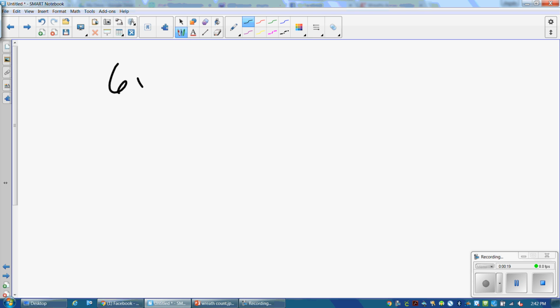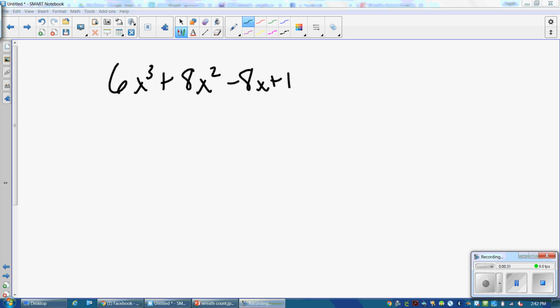Right up here, it's 6x cubed plus 8x squared minus 8x plus 1. Let me pause this for a second and get this to where I can write a little bit better. All right, we're going to see if this works better. Okay, so what you do is you look at this, my leading term. It's the one with the highest power.